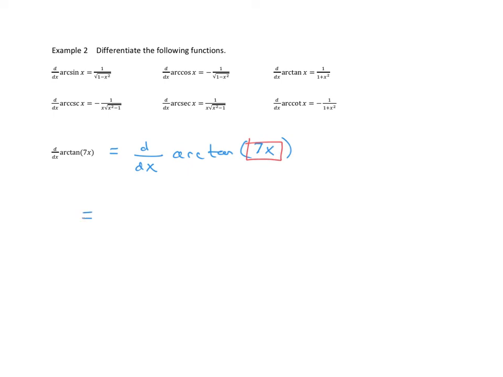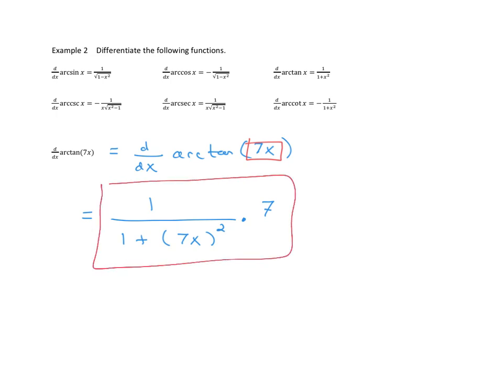So the derivative would be 1 over 1 plus, and then it's whatever that thing is squared, which is 7x. But by the chain rule, you have to multiply by the derivative of 7x, which is just 7. And I'm actually going to leave my answer just like this. This is the derivative of arctangent of 7x.